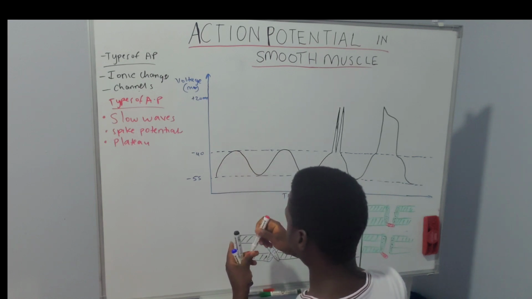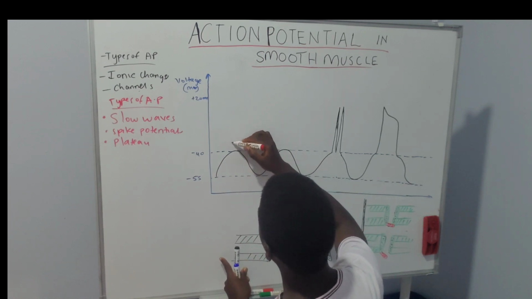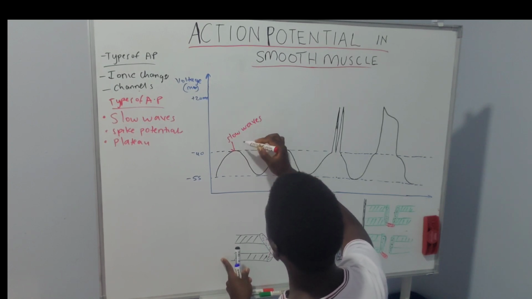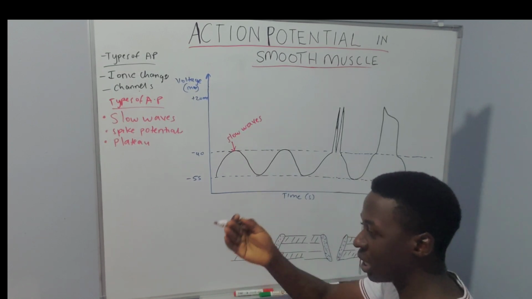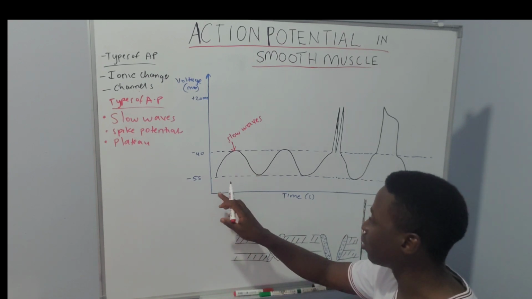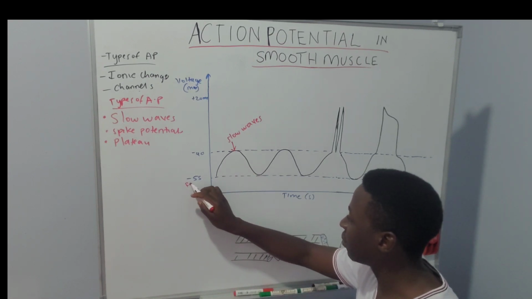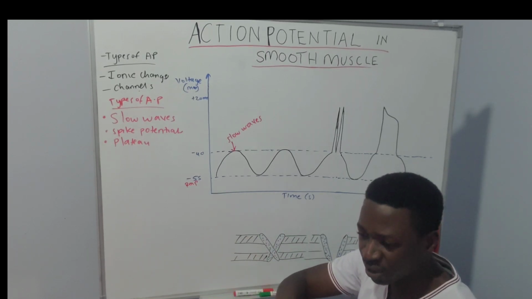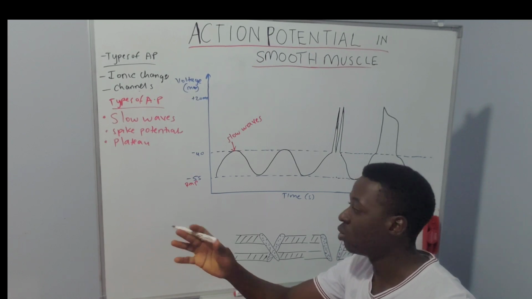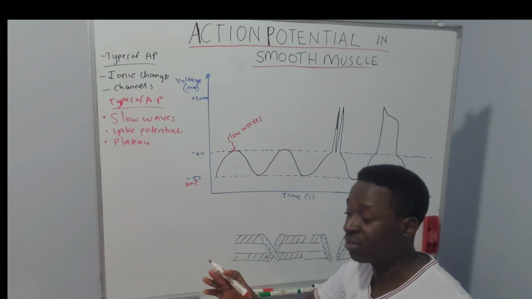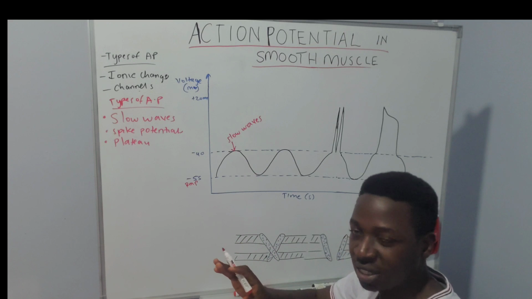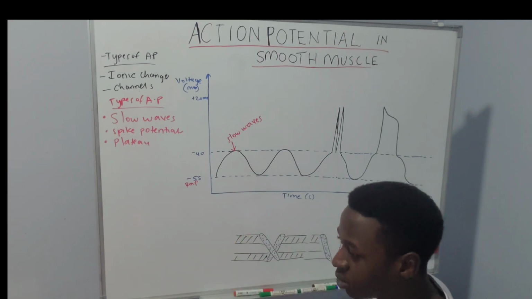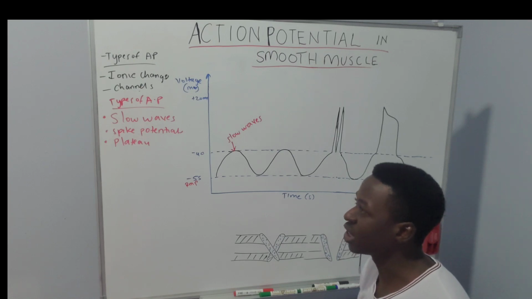So these are slow waves, these ones here. These slow waves are the ones that are constantly undulating and changing. They move usually from a resting potential of around negative 50 to negative 60, which gives an average of about negative 55 millivolts. So it's never static.